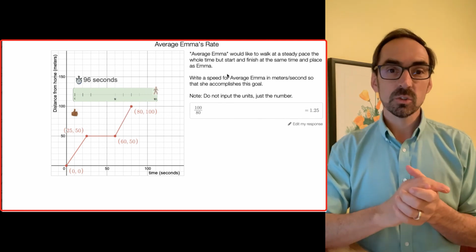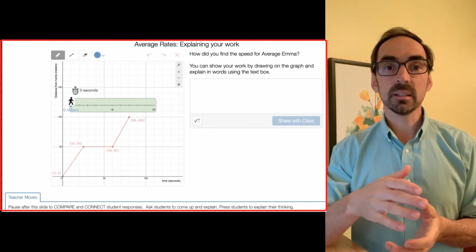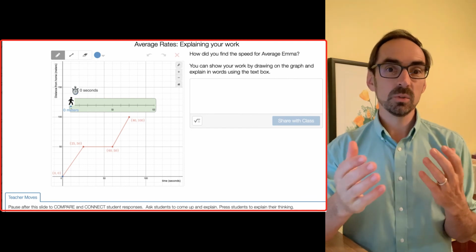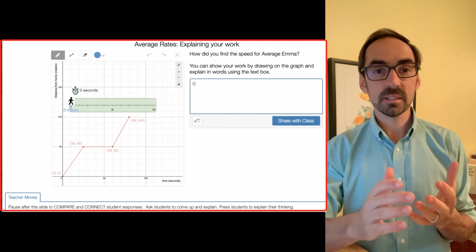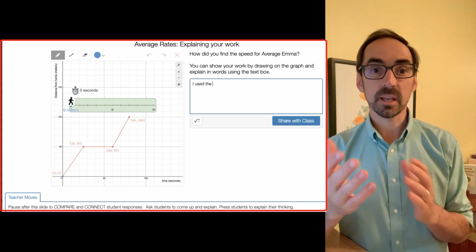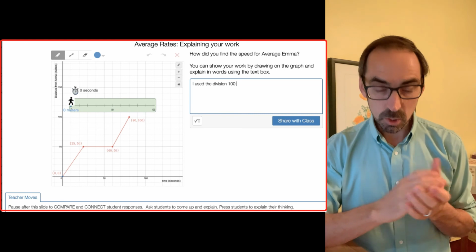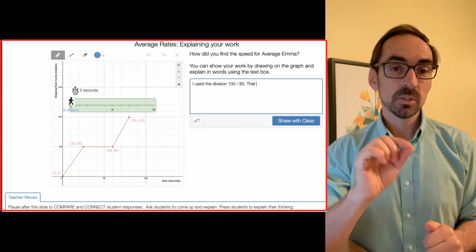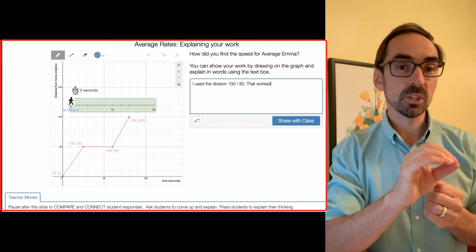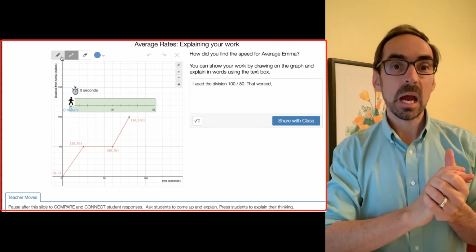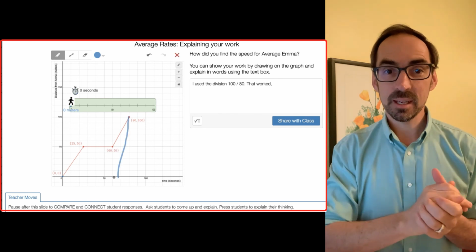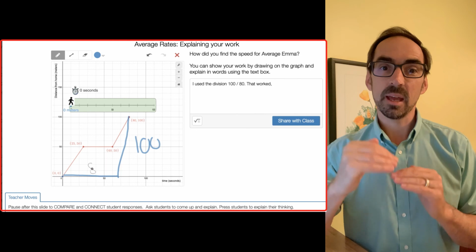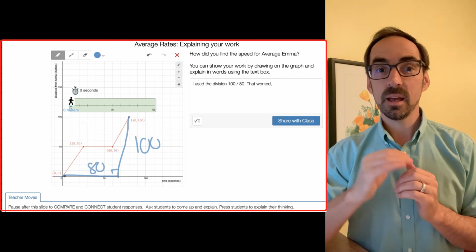On slide 6, students explain what they did to calculate the rate of average Emma. On this slide, students will have to use some kind of language around the distance and the time, or the difference or the calculation that they did. You might notice that because this graph starts at 0, 0, students can simply use the ratio of y to x. However, we're going to find in a couple slides ahead that that will no longer work when we change that y-intercept, when Emma starts somewhere other than at 0.